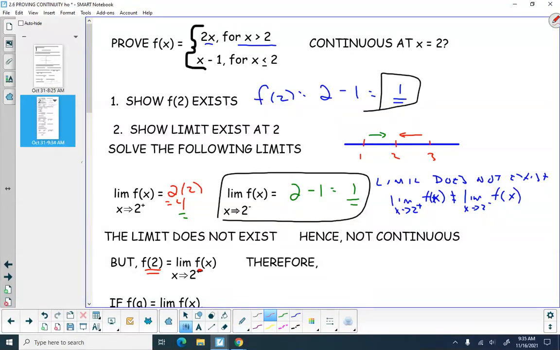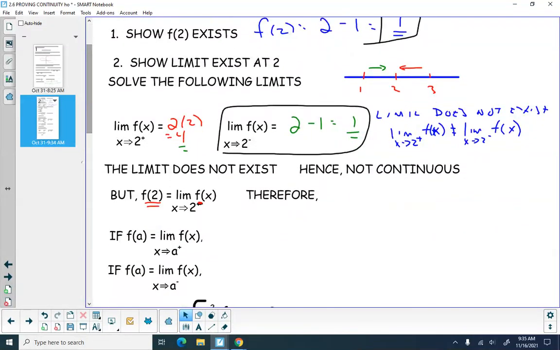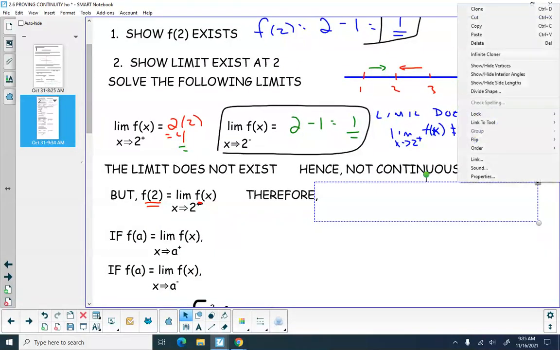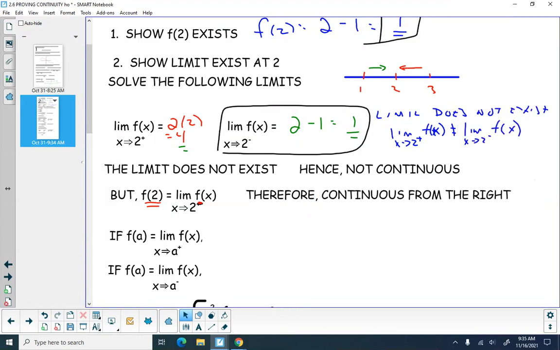So when this occurs, we can still make a statement and say, since these two are equal, we are going to be continuous from the left. Because as I approach 2 from the left, I equal my function value.